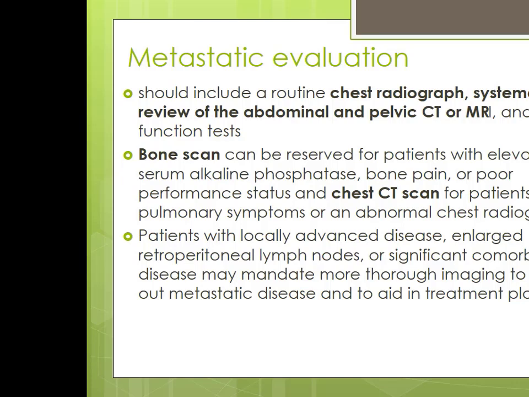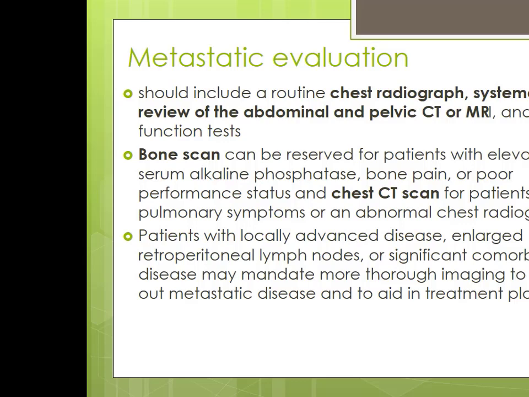Now, when we suspect a malignant renal mass in any patient, we should perform a detailed metastatic evaluation on that patient. It includes a routine chest radiograph, systematic review of the abdominal and pelvic CT or MRI, and LFTs. In patients who have elevated alkaline phosphatase, bone pain, and poor performance status, a bone scan should be done to rule out bone mets. CT scan of the chest should not be routinely done. It is only done in patients who have pulmonary symptoms or an abnormal chest radiograph finding.